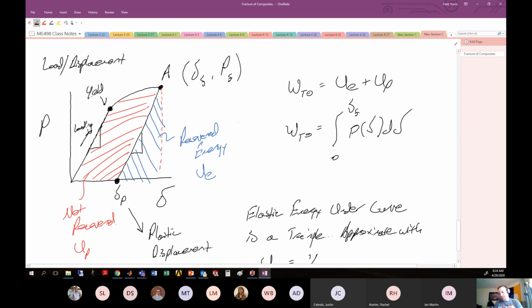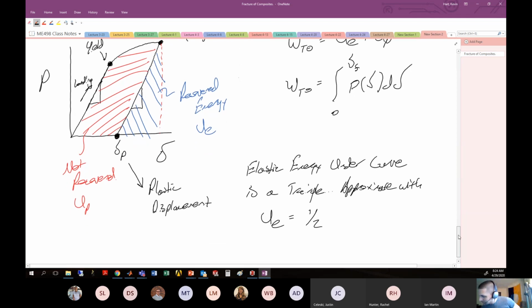Plastic displacement is the displacement that the piece has after it's been unloaded because of plasticity. Sort of makes sense, right? So if I pull out this aluminum bar and then I unload it, it's going to unload and shrink back down, but it's going to have deformation beyond what it originally had. That's called the plastic displacement.